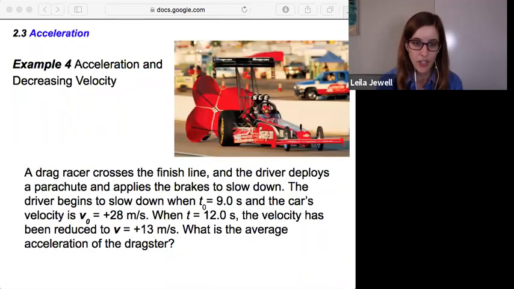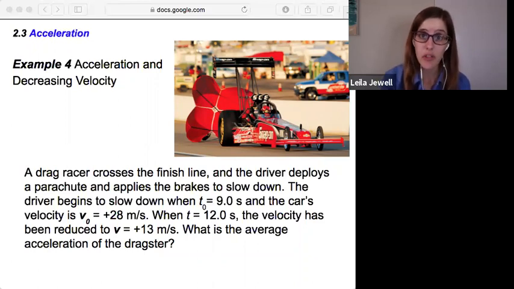So a drag racer crosses the finish line and the driver deploys a parachute and applies the brakes to slow down. The driver begins to slow down at 9 seconds and the car's velocity is 28 meters per second. When it is 12 seconds, the velocity has been reduced to 13 meters per second. What is the average acceleration of the dragster? Now you'll notice there I didn't say the t naught and t and v naught and v, and oftentimes the problems leave those out. You have to fill that information in yourself. So it's here for the moment as sort of a guide so you can see those connecting points.